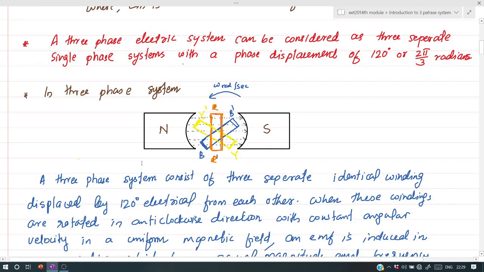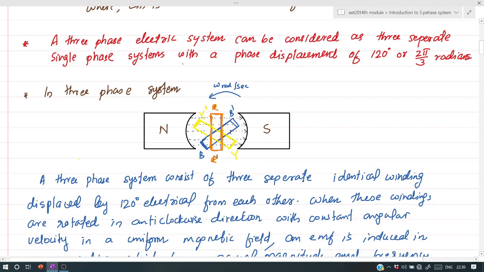In a similar way, when we are considering a three-phase system, it can be considered as three separate single-phase systems with a phase displacement of 120 degree electrical or 2 pi by 3 radian. That is, a three-phase system consists of three separate but identical windings displaced by 120 degree electrical or 2 pi by 3 radian from each other as shown here.